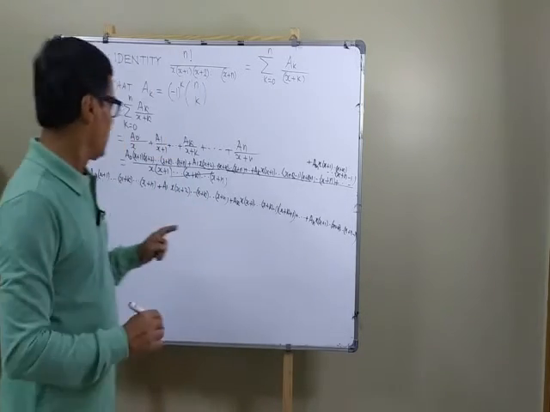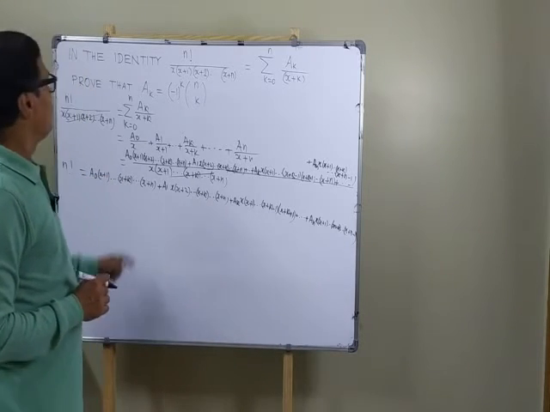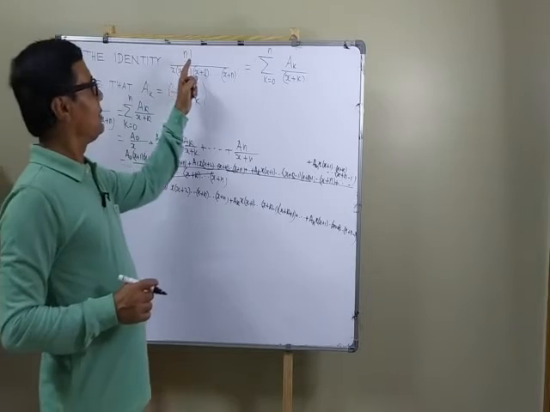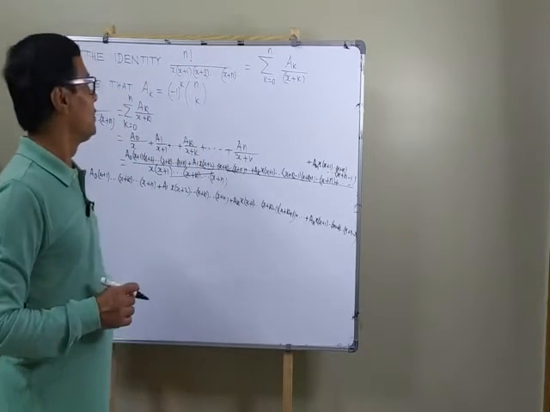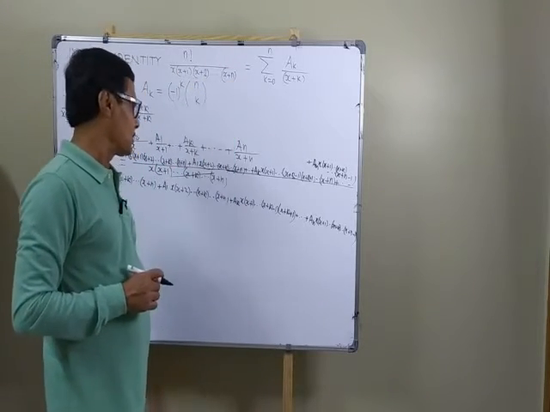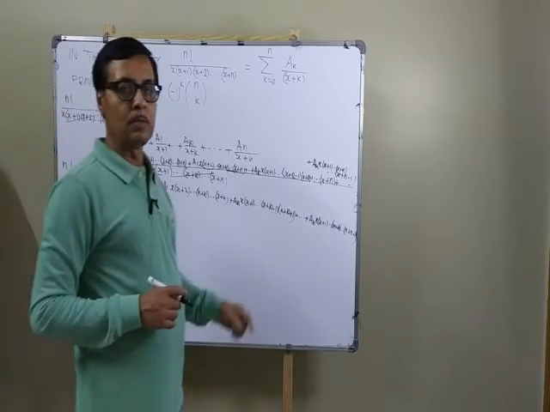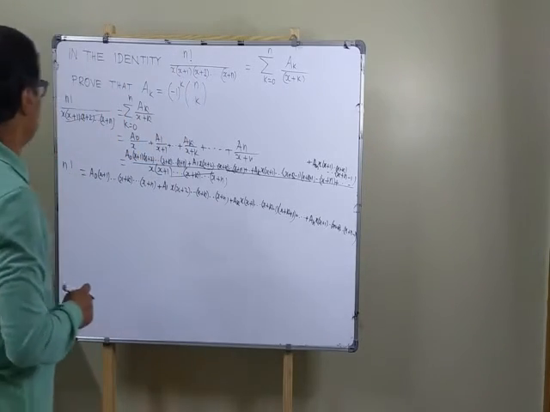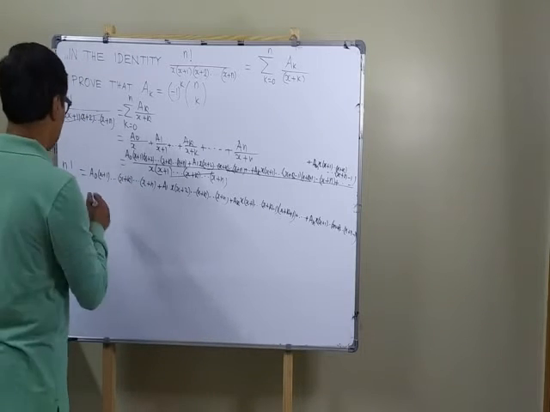Now we can put on both sides x equal to minus k, because this is an identity and this identity is true for all real values of x. According to our choice, we can put on both sides x equal to minus k.